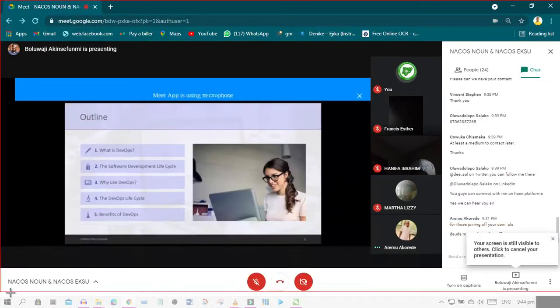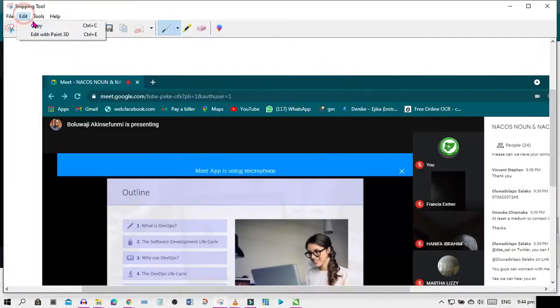We'll be talking about what is DevOps. We look at the software development lifecycle, look at the reason why we use DevOps, look at the DevOps lifecycle itself, and look at the benefit of DevOps. That will be the conclusive part of our session today.